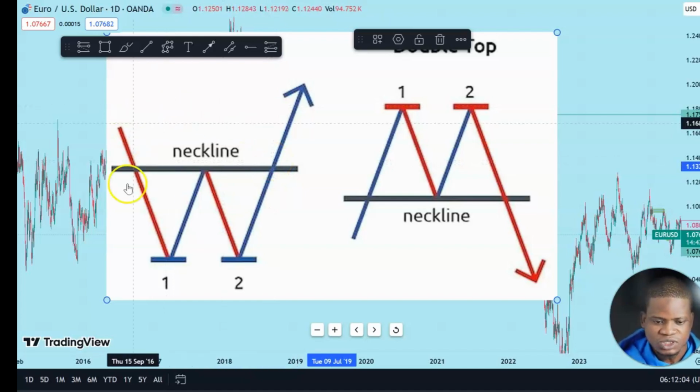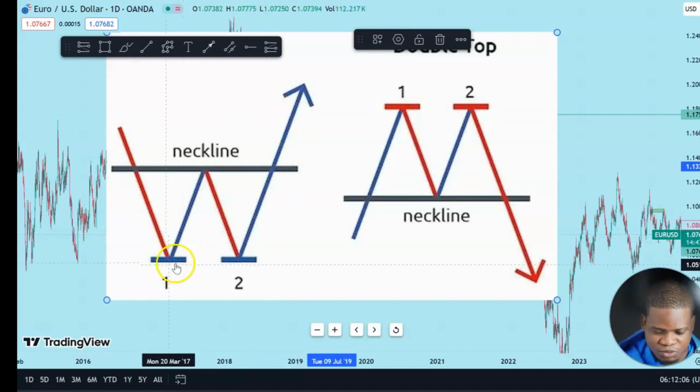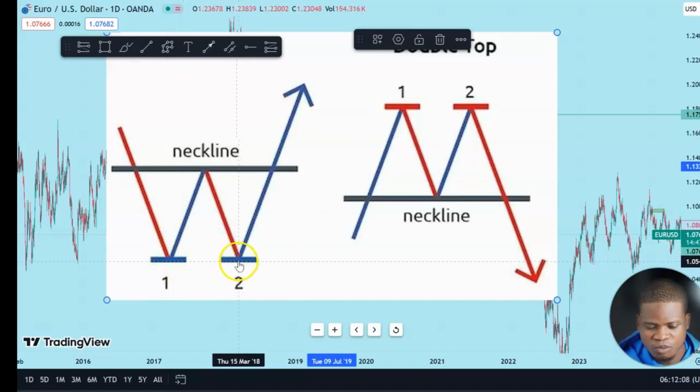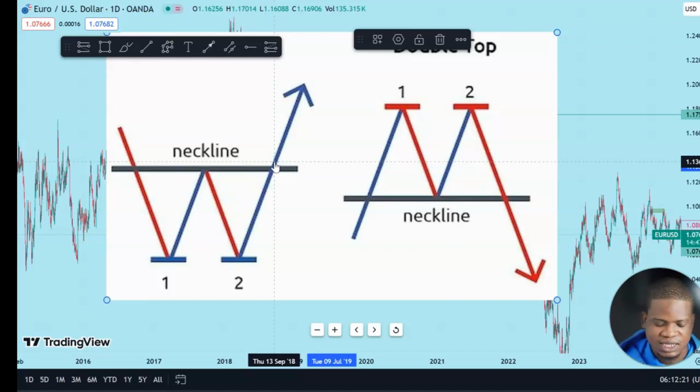So we have two bottoms, the first bottom, which is bottom one, and the second bottom, which is bottom two, and we have something we call the neckline. The neckline is the point whereby once the price breaks through it, then we have a confirmation that the price has fully moved from a previous downtrend to a new trend in the market, which is the uptrend.